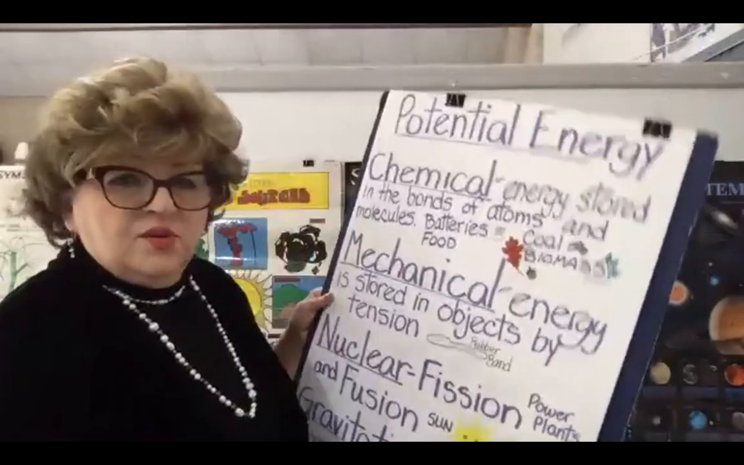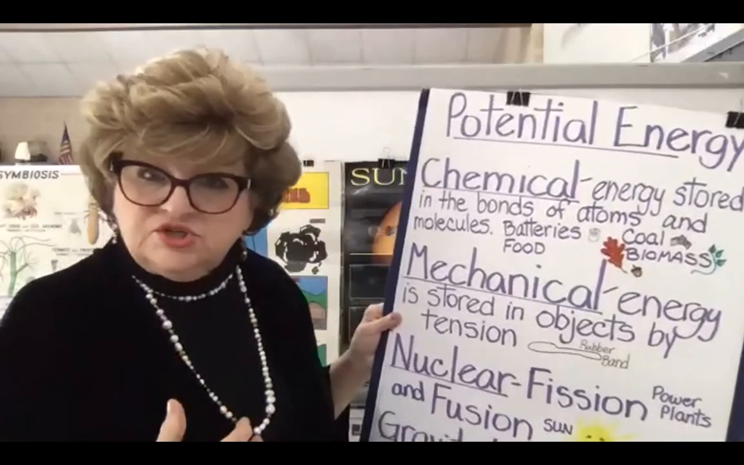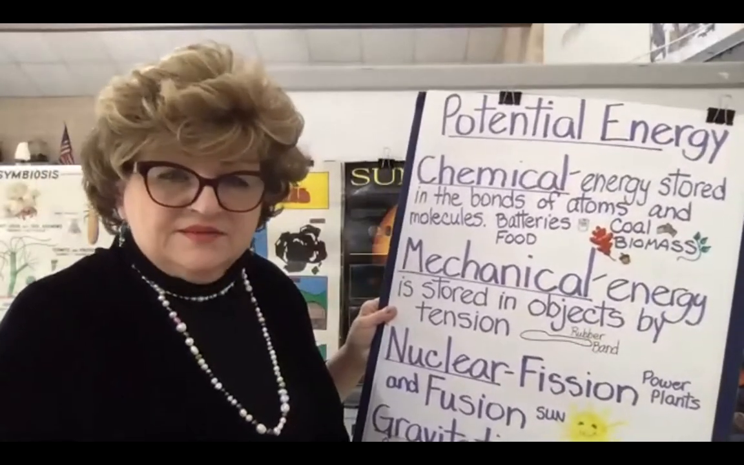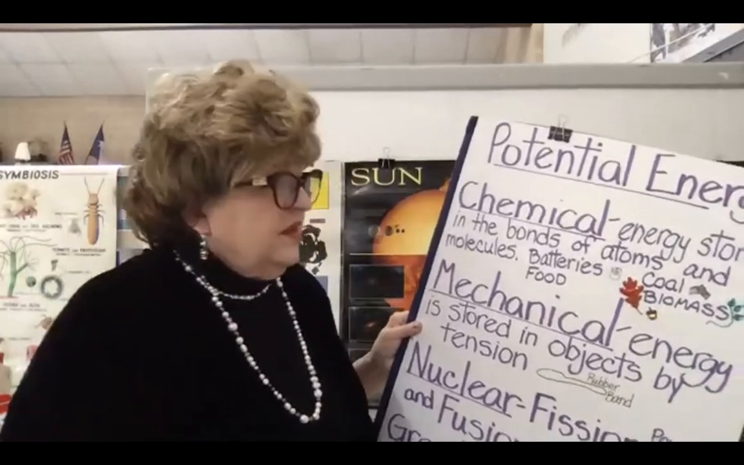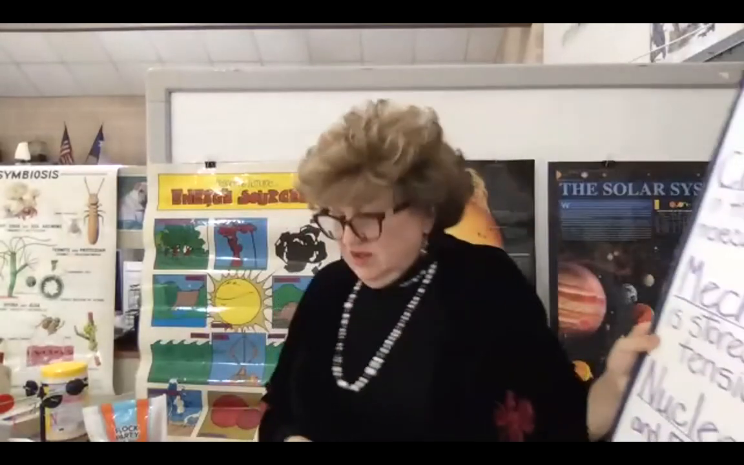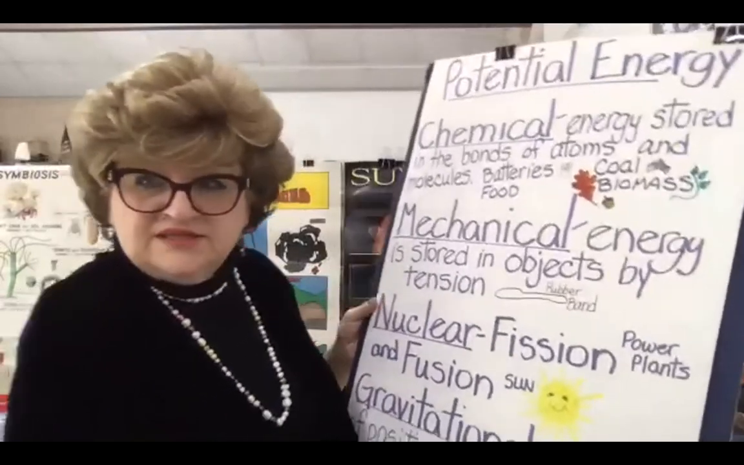All right, so let's talk first about potential energy. So potential energy is the energy of it being stored, like the energy stored in your body. So chemical energy is stored in the bonds of atoms and molecules. And examples of that would be batteries and food, and I could show you the egg too, couldn't I? Because that's food too. Coal, I've got a sack of coal here. It's real dirty, so I've got it wrapped up in something. I'll come back to that. Biomass, that's things like leaves and sticks and kitchen scraps and lawn waste, things like that.